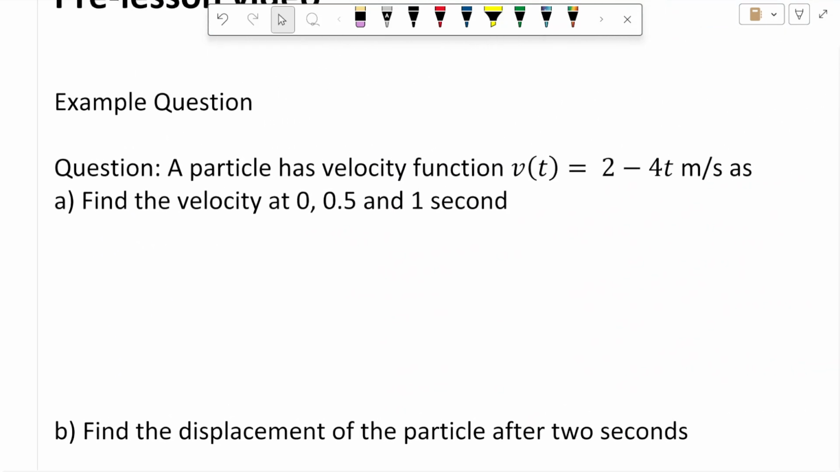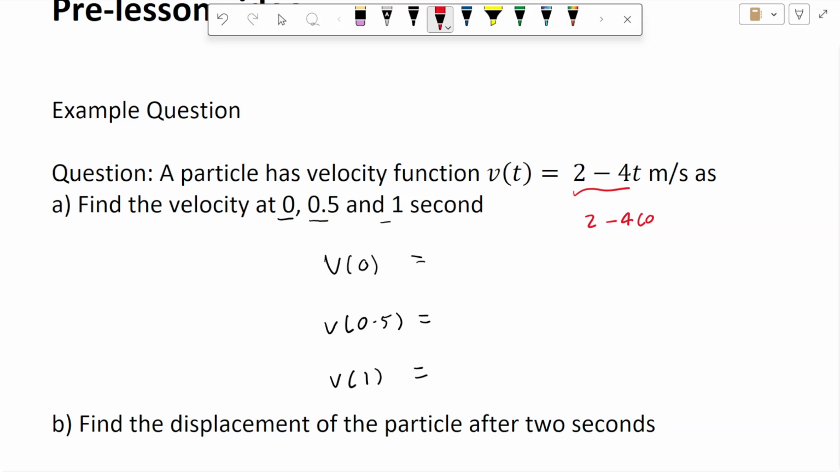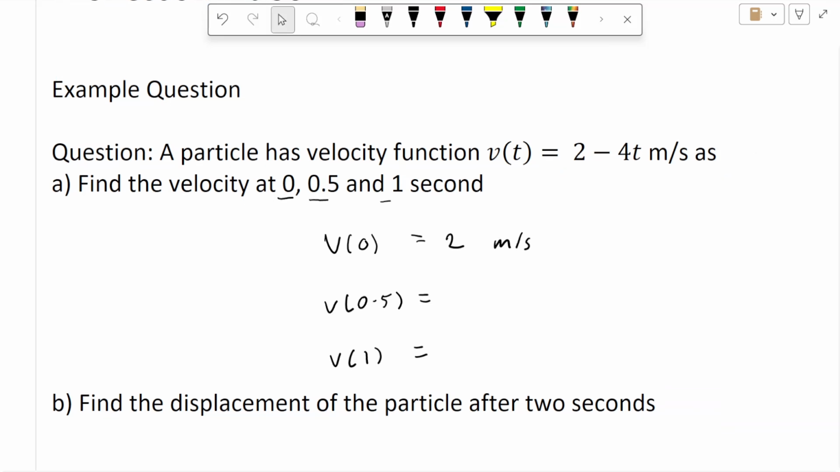So here's the particle. It's got a velocity of 2 take 4t. We want to find velocity at these 3 times. So velocity at 0, velocity at 0.5, and the velocity at 1. So we'll look at what all these equal. Now you absolutely can work these out by hand. So 2 take 4 lots of 0 would give you 2. That would be the velocity at 0, subbing in t equals 0 there. 2. That's in meters per second because we got a velocity function.